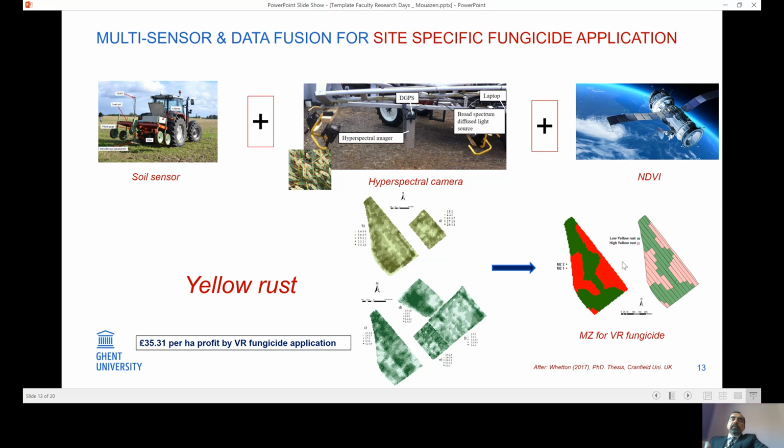fungicide, and based on that variable rate application, we have calculated a profit of up to 35 pounds per hectare net profit of using variable rate fungicide application for yellow rust management site specifically.